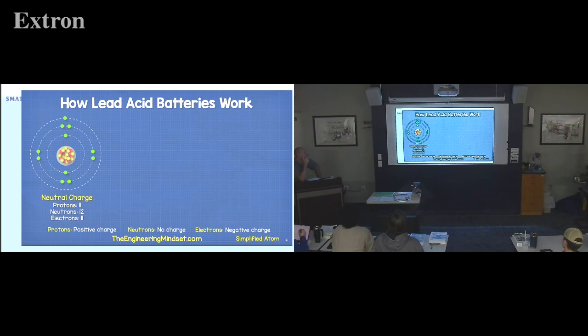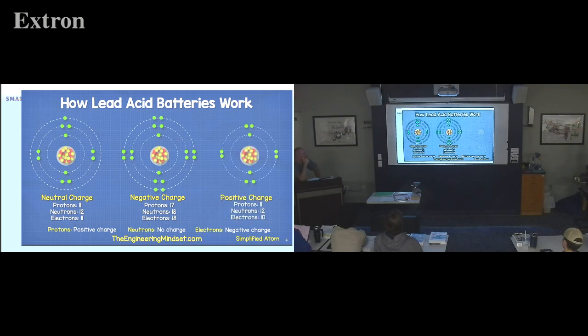An atom has a neutral charge when it has the same number of protons and electrons, because the protons are positively charged and the electrons are negatively charged, so they balance out. If the atom has more electrons than protons, then it's a negative ion. If the atom has more protons than electrons, then it's a positive ion.